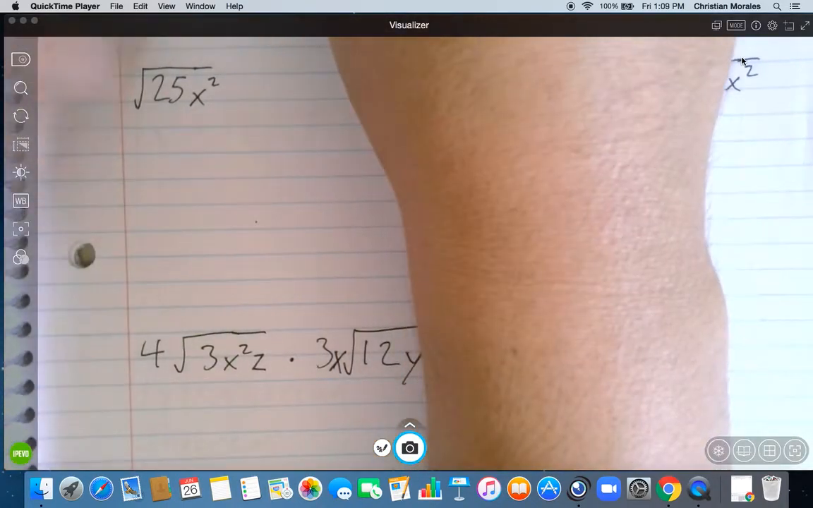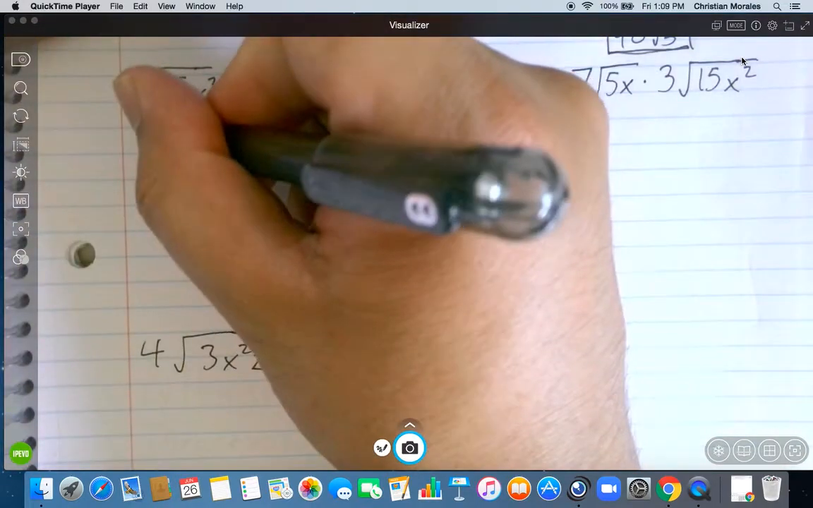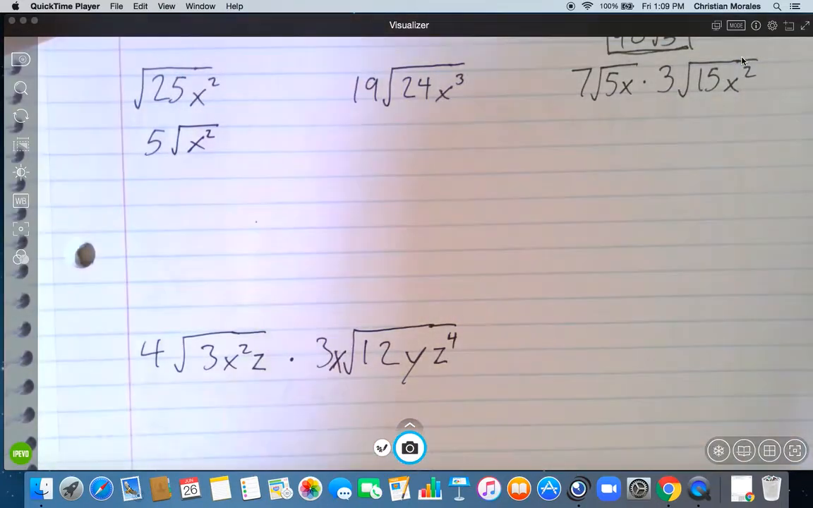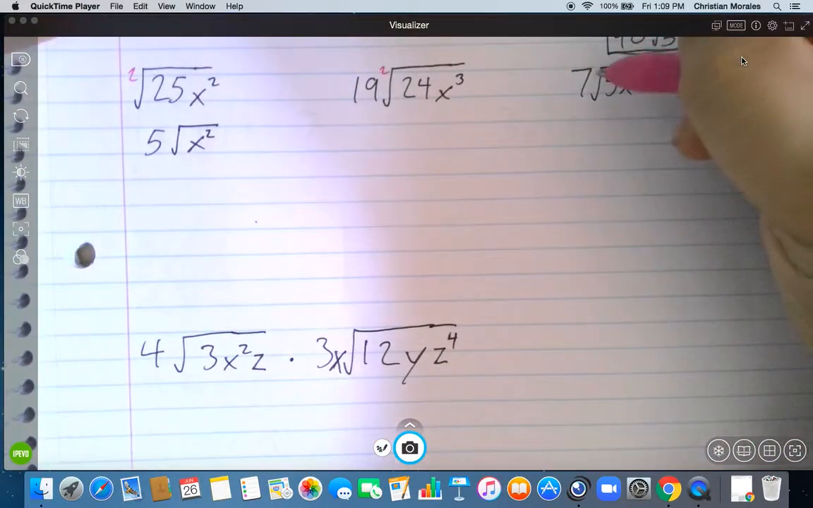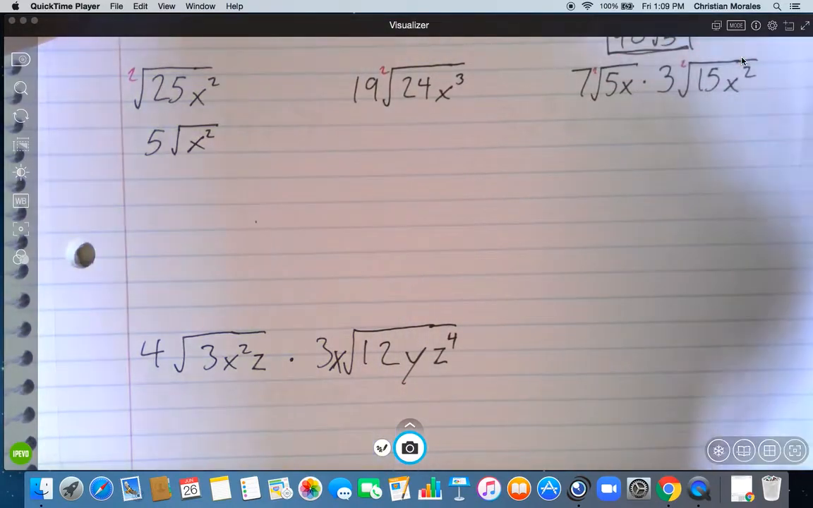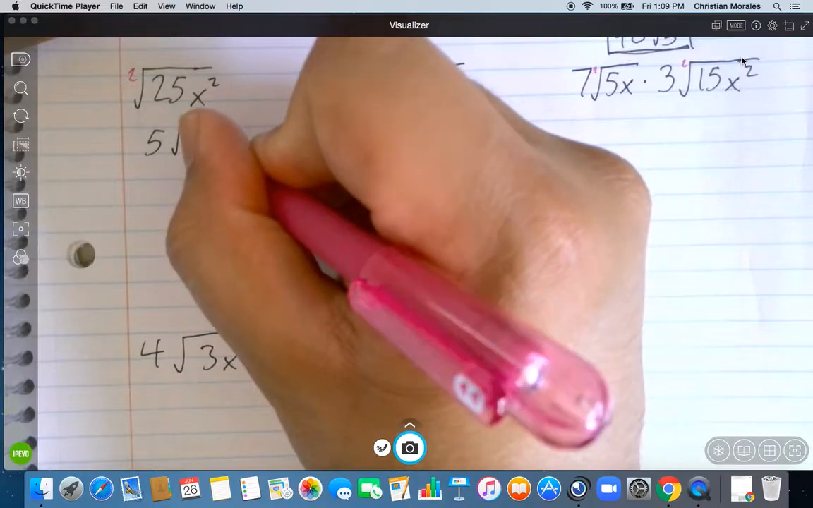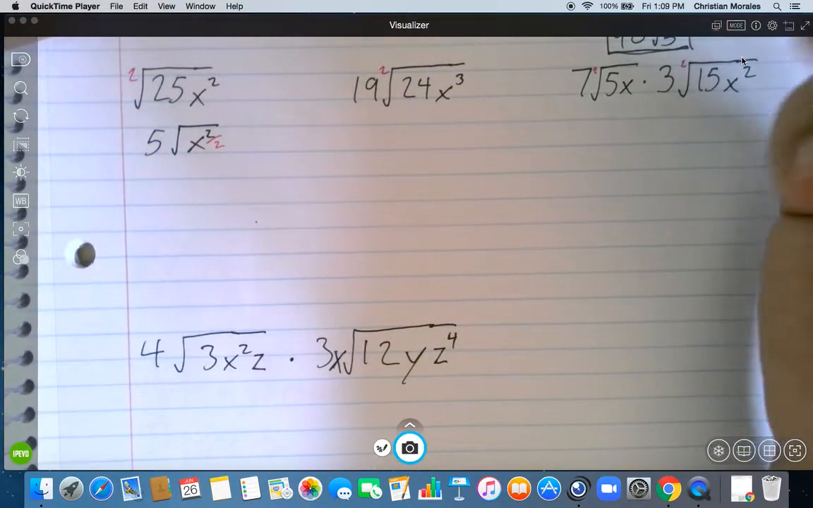What happens if I have a variable? So here, you already know the 5. 5 comes out, but what about x squared? So I'm going to teach you a shortcut. Whenever you have variables with exponents, because we're dealing with the power of 2, square roots are all about the power of 2. All of them. So you can divide your exponents by 2, and that'll tell you how many come out.